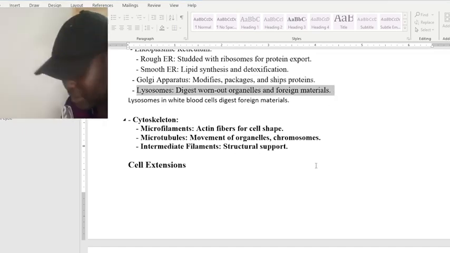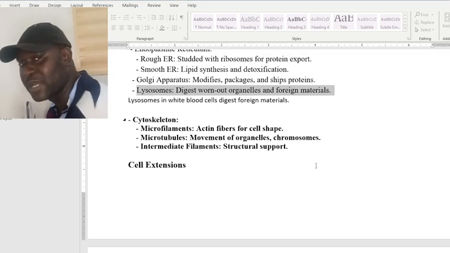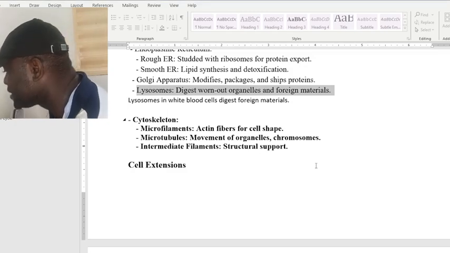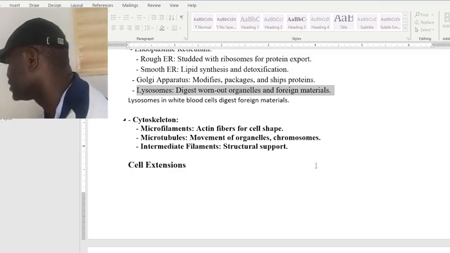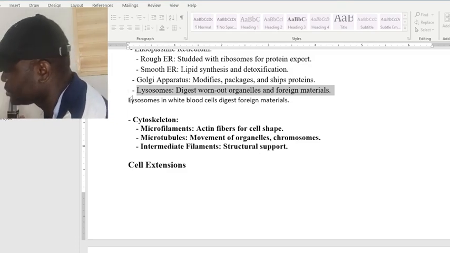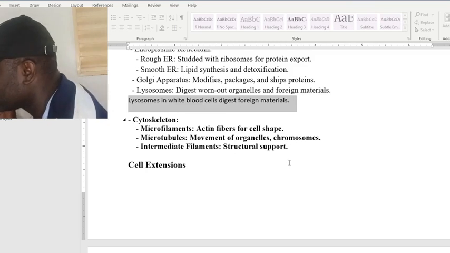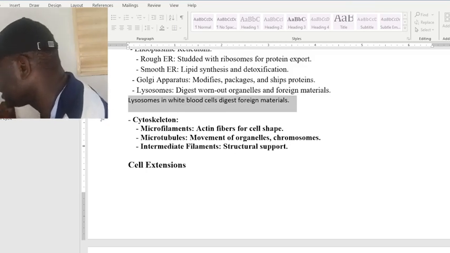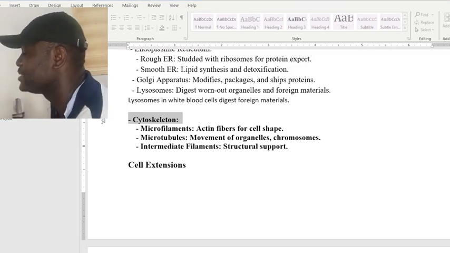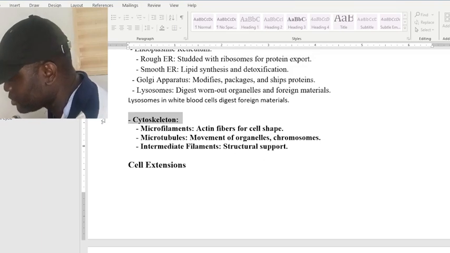Lysosomes. So what are lysosomes and what do they do? Lysosomes digest worn out organelles and foreign materials. They contain enzymes that digest organelles that are worn out and foreign materials. The lysosomes in the white blood cells digest foreign material. So it's also important.